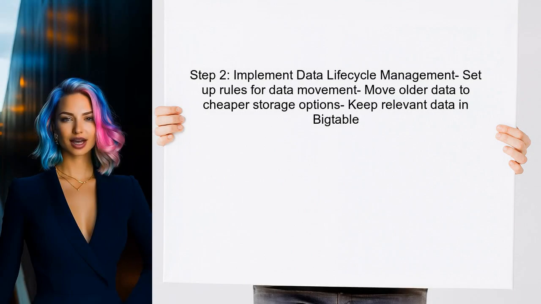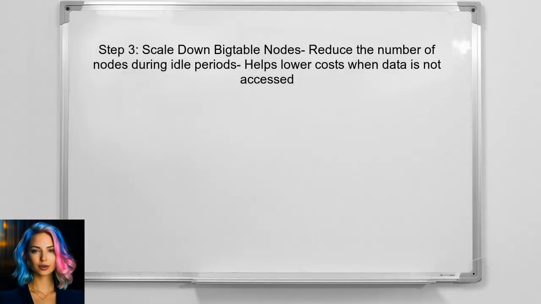Next, the user can implement a data lifecycle management strategy. This involves setting up rules to automatically move older data to cheaper storage options while keeping only the most relevant data in Bigtable. Additionally, the user should consider using Bigtable's ability to scale down the number of nodes during idle periods. This can help reduce costs significantly when the data is not actively being accessed.